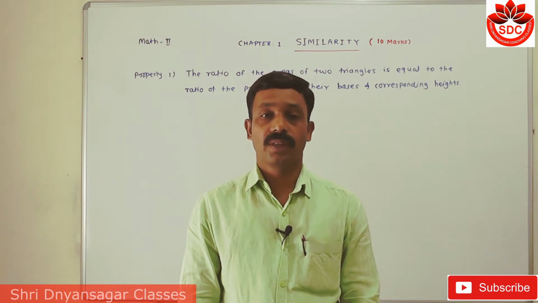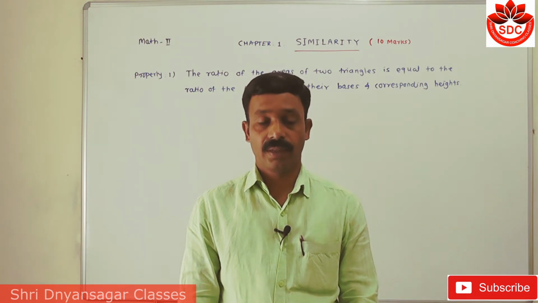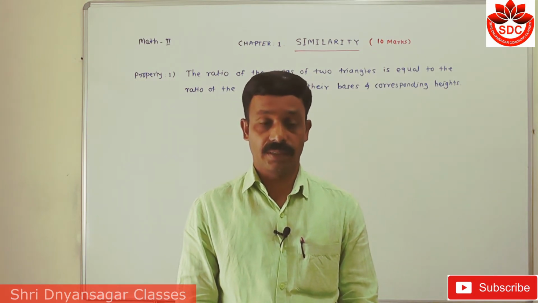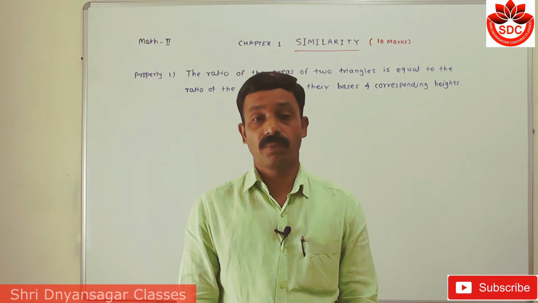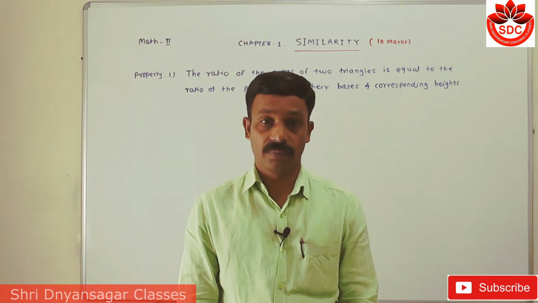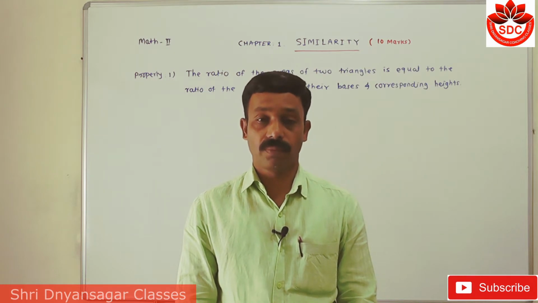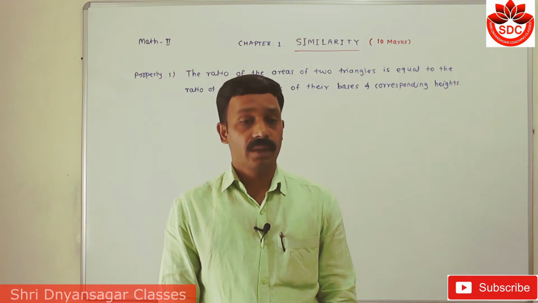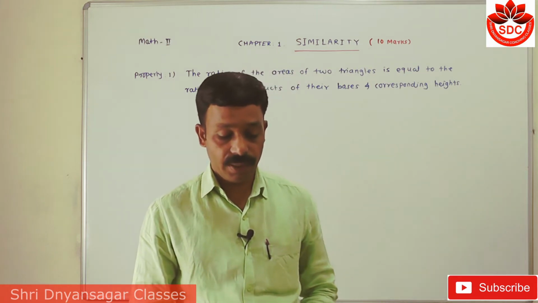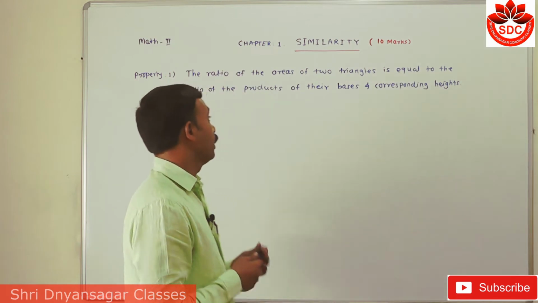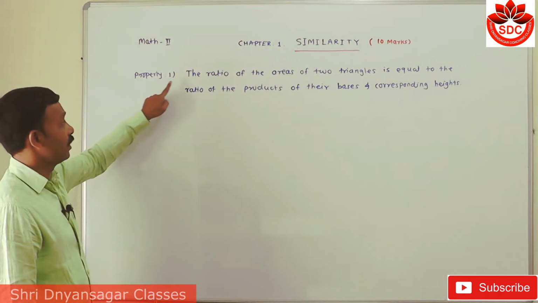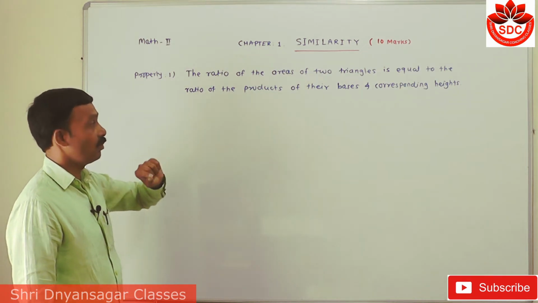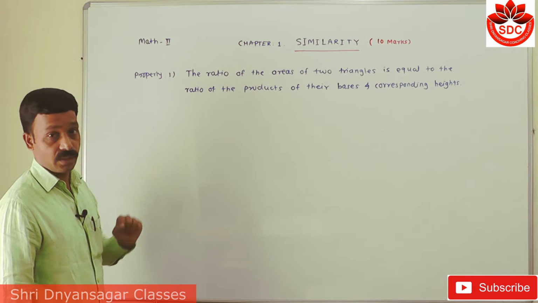Now the first one is the ratio of areas of triangles. The first property of the ratio of areas of triangles is: the ratio of areas of two triangles is equal to the ratio of the product of their bases and corresponding heights. Now students, we take this property and solve it. First one is the ratio of areas of two triangles is equal to the ratio of the product of their bases and corresponding heights.